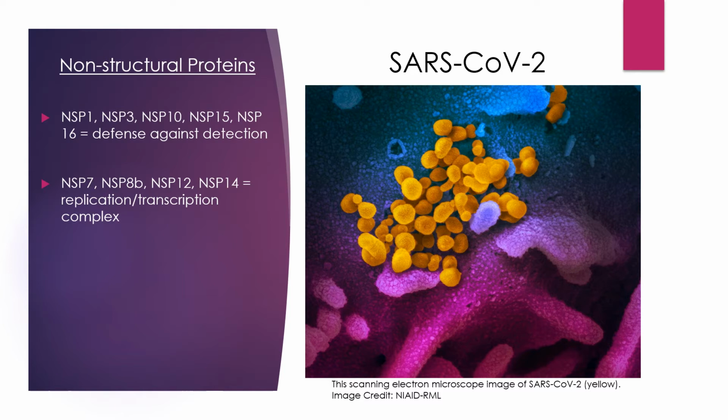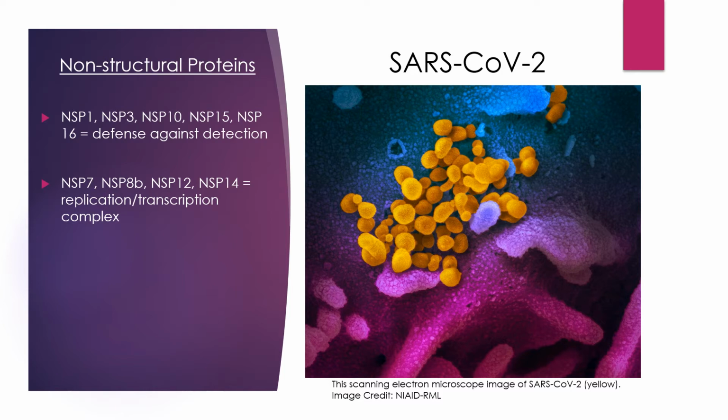NSP7, NSP8b, NSP12, and NSP14 form a replication transcription complex. So NSP12 is the RNA-dependent RNA polymerase. And then these other proteins are like helpers. You can think of them as being like a viral copy machine. This complex reads the viral genome and makes a complementary copy.